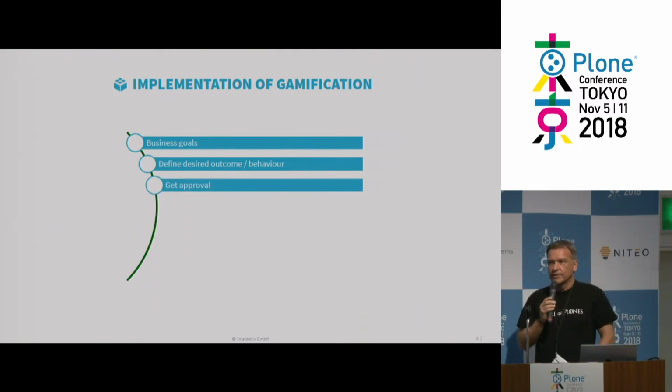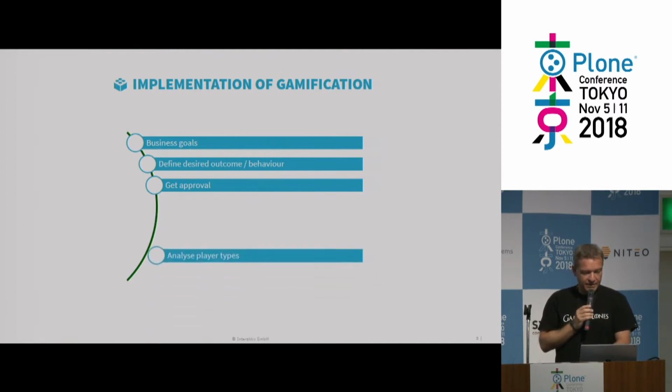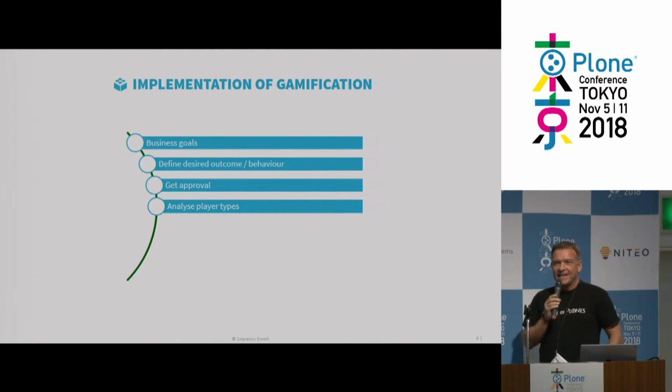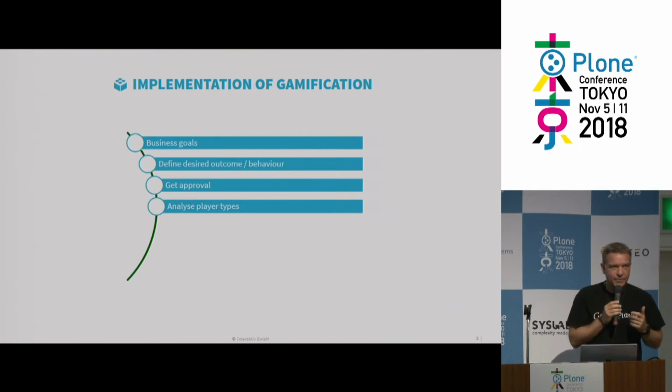Then it's very important to get approval from your players, from your team, so that they really want to play this game. As I said, you should never force somebody to play with you. And then you should also analyze the structure of your team, what player types there are.